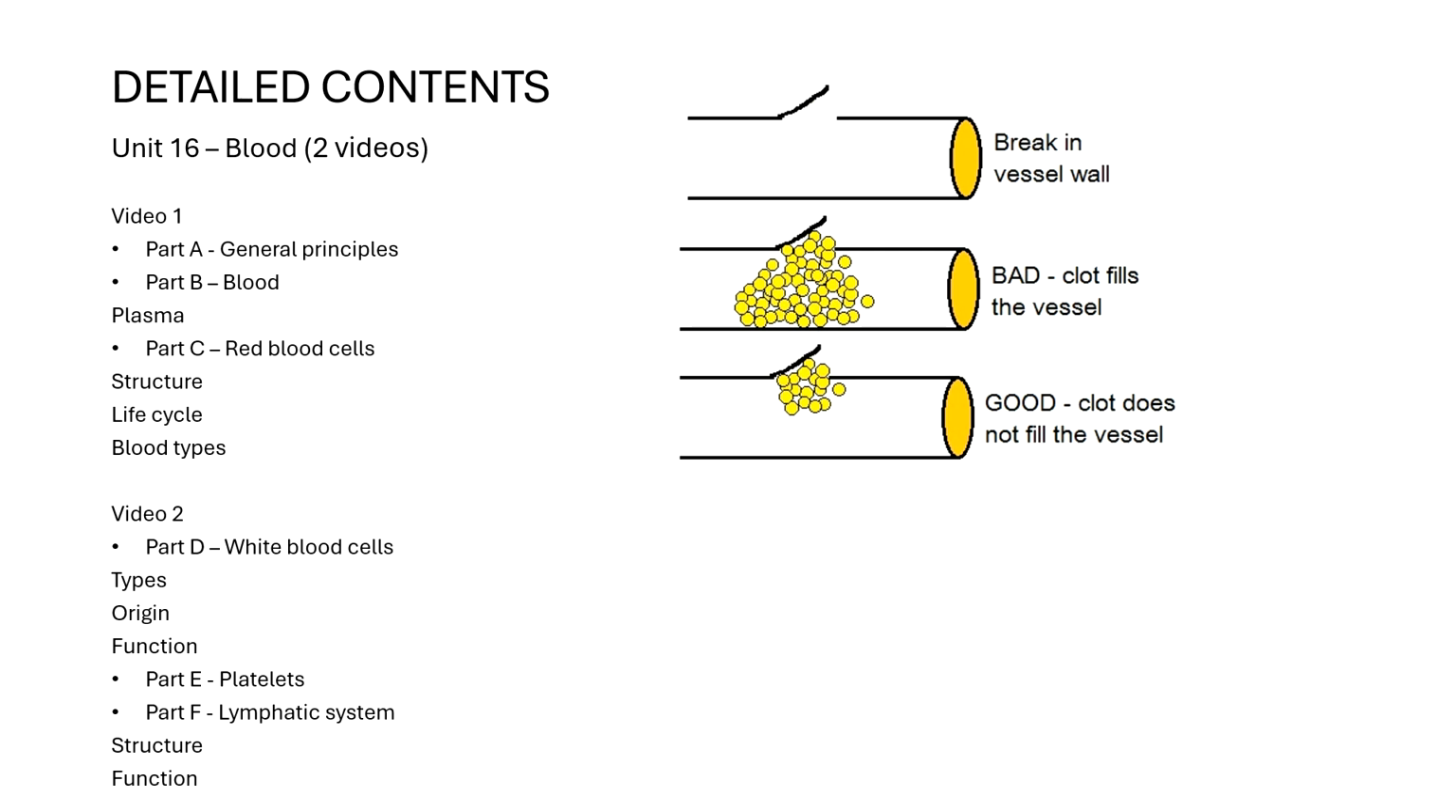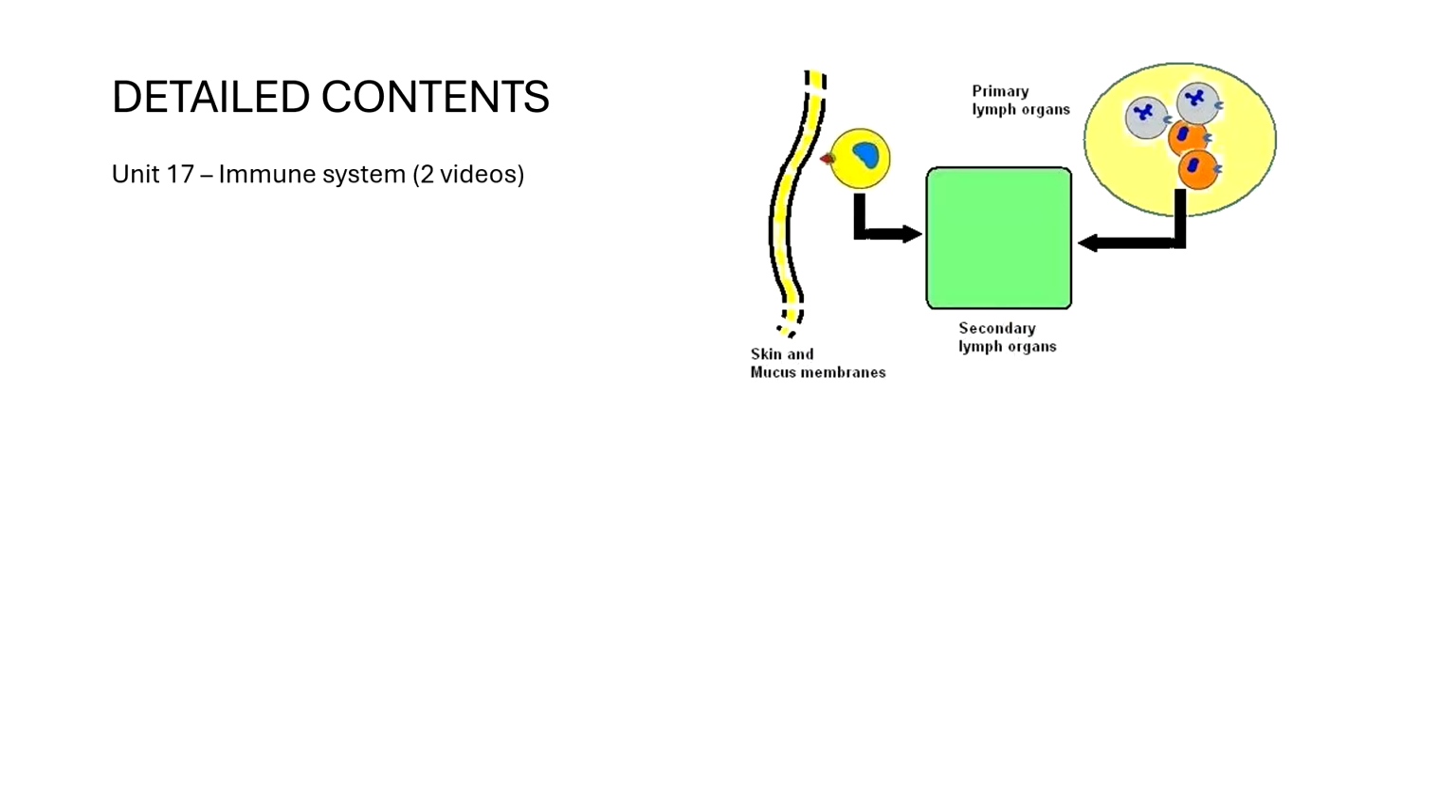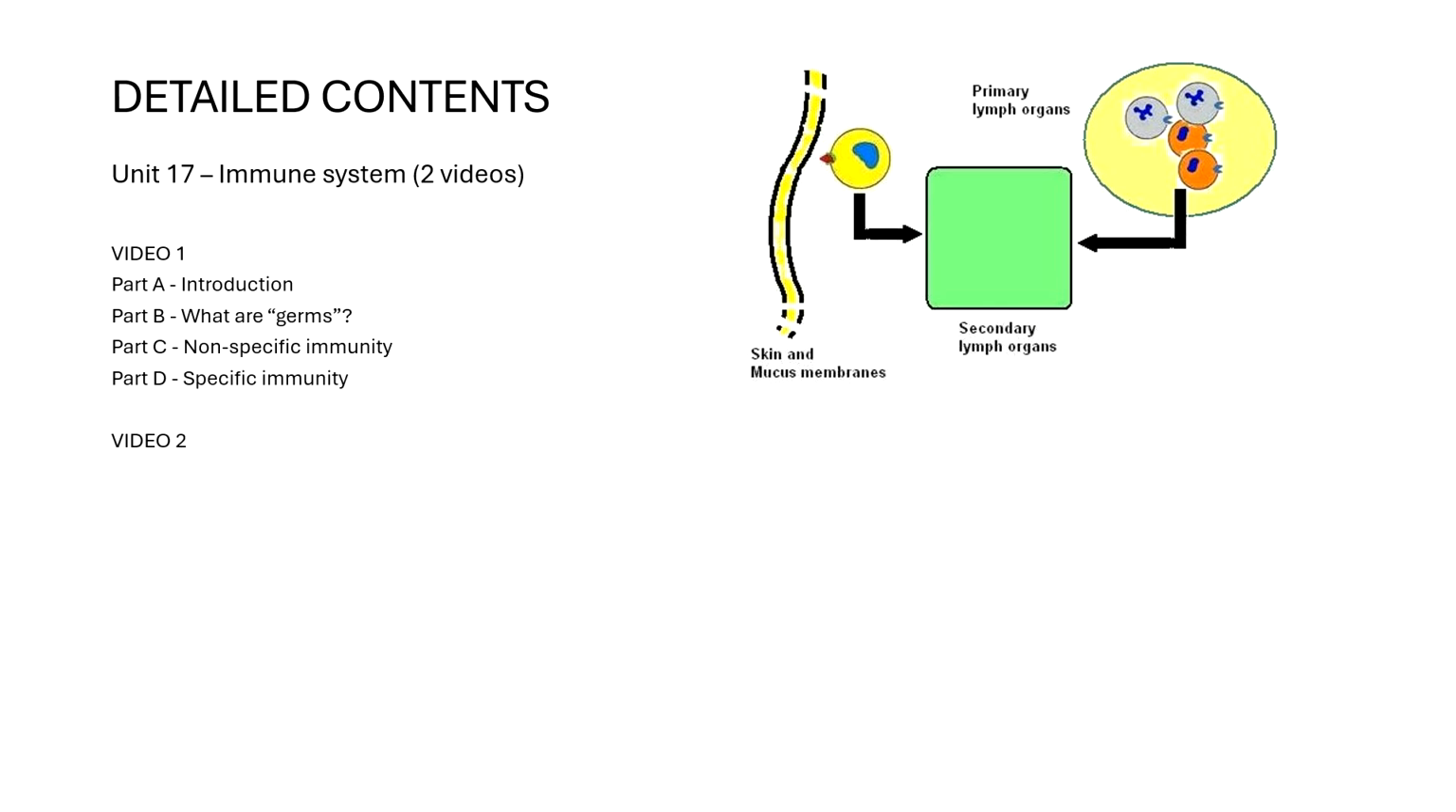Part F, the lymphatic system, both structure and function. Unit 17 deals with the immune system. The first video includes Part A, an introduction, and Part B, what are germs? It also includes Part C, nonspecific immunity, and Part D, specific immunity.